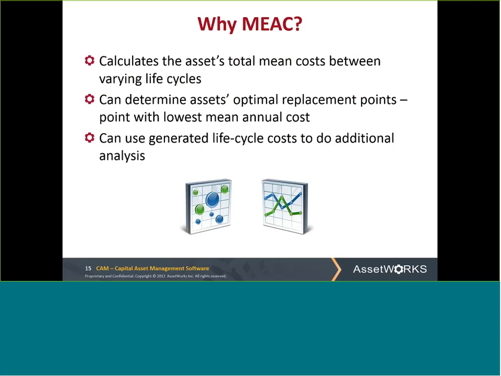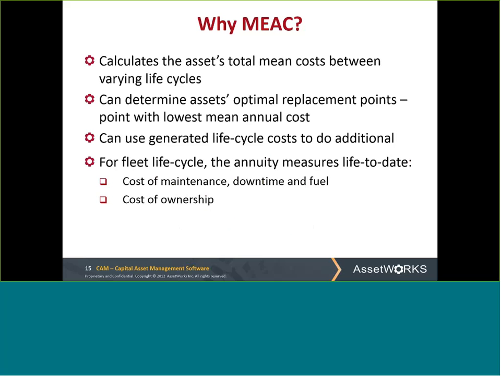And really what it does is it looks at the total mean cost between varying life cycles. So it compares the cost for 1 year through cost for 20 years, however far out you want to do your analysis. It looks at each of those costs and then helps you determine the optimal replacement point by finding the year or the lifespan that has the least total cost at that particular point in time. And you can also use this methodology and the costs that are generated out of it to do some additional analysis, and I'll talk about how we're going to do that.